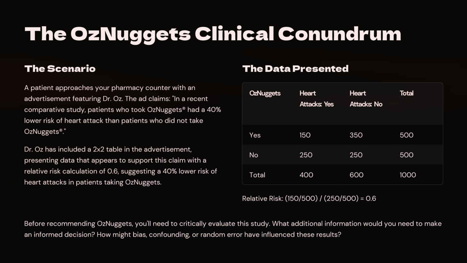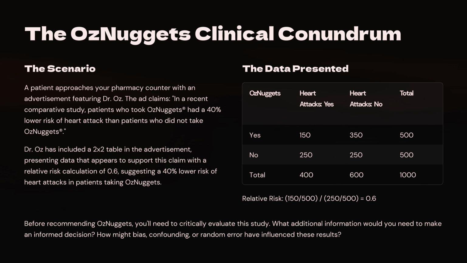Presenting data that appears to support this claim with a relative risk calculation of 0.6. Remember, relative risk, so 0.6, think about what that means, suggesting a 40% lower risk of heart attacks in patients taking Oz nuggets. So, with all this in mind, and you can see the 2x2 table and the relative risk calculations, before recommending Oz nuggets, you need to critically evaluate the study before you tell this patient to actually do this.